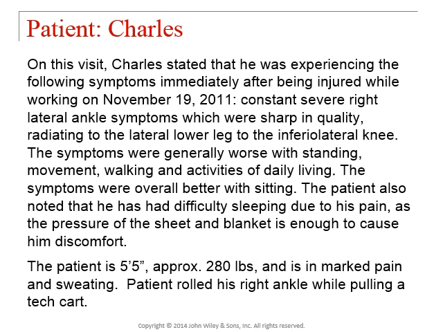Now, the patient was roughly 5'5", about 280 pounds, so he was overweight, bordering on obese. He was in marked pain, he was sweating. So he recalled to me that he rolled his right ankle while pulling a tech cart. Come to find out later that actually not only did he roll the ankle, but he rolled the tech cart over the ankle at the same time. So let's talk about what actually wound up happening with this particular gentleman.